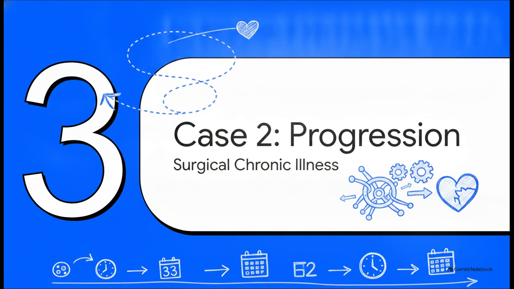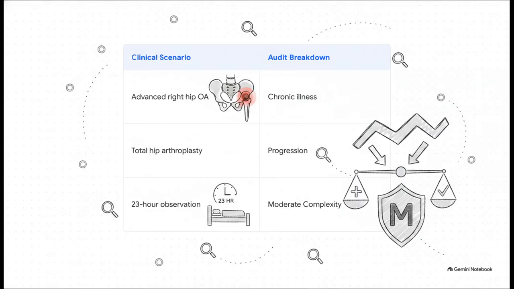Section 3, Case 2, Surgical Chronic Progression. Excellent work on that first one. Now let's evaluate a completely different clinical beast. In this scenario, we have a patient with advanced right primary hip osteoarthritis. They're scheduled for a total hip arthroplasty, which means they require pre-op surgical clearance, specific orthopedic implant planning, and a 23-hour hospital observation hold. As an auditor, your alarm bell should be ringing.